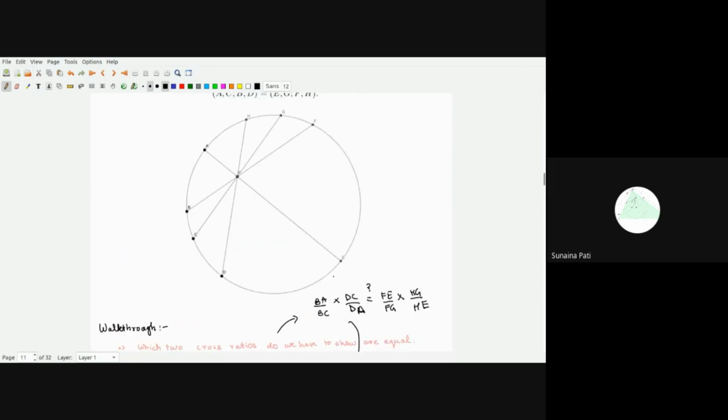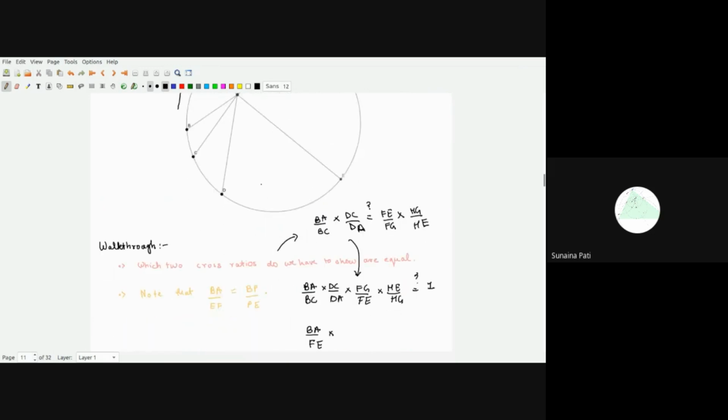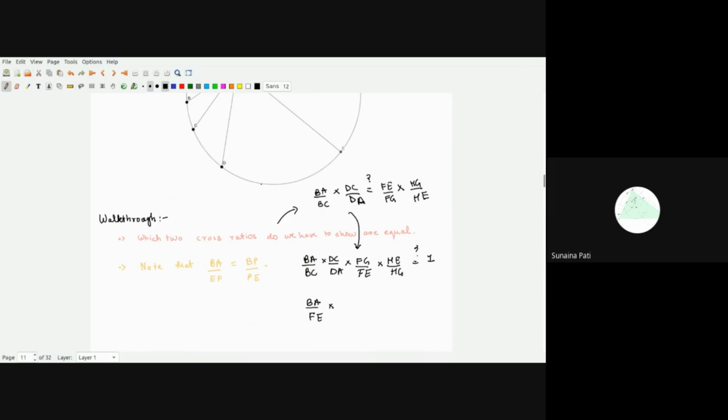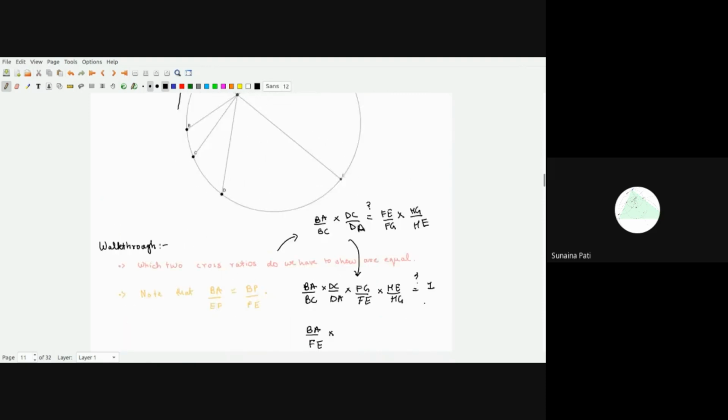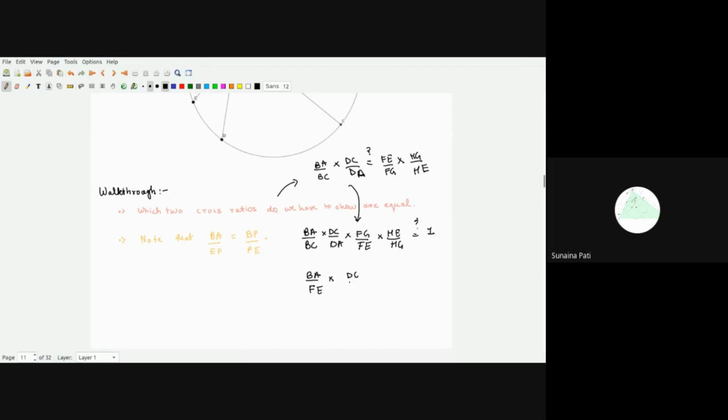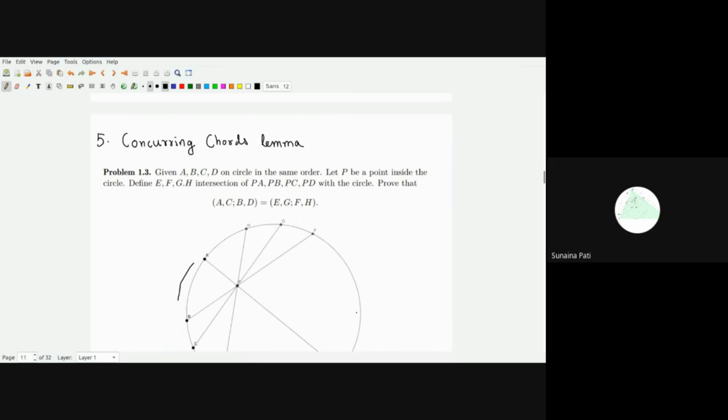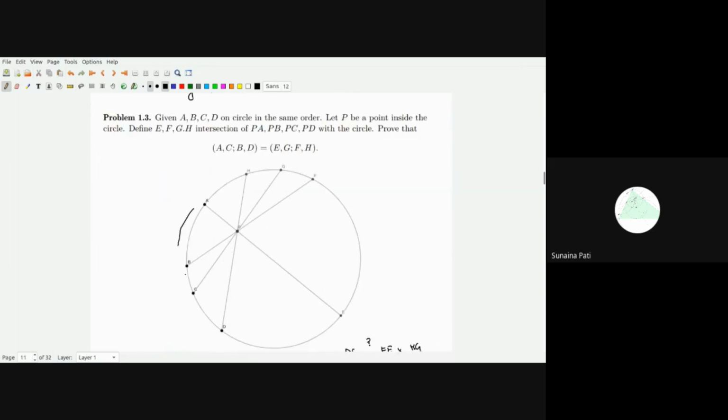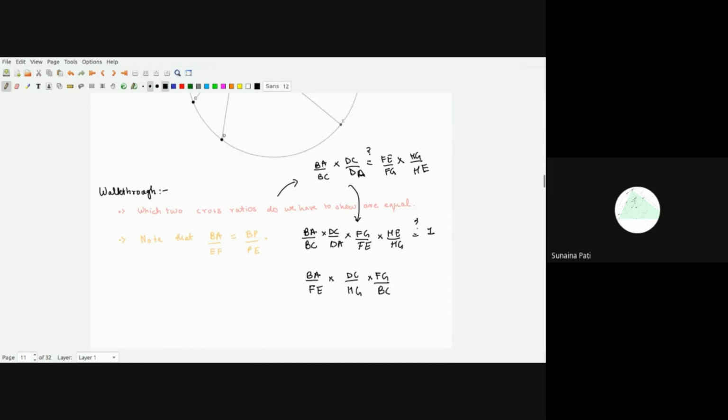DC is somewhat so think about it. BA is sort of closely related to EF because A is going to E, B is going to F. So it would be nice if I keep BA and FE together. So BA by FE. Now DC is going to HG, so I'll write DC by HG. FG is over here. FG is going to BC, so I'll write FG by BC into HE by DA. You have to show this is equal to 1.